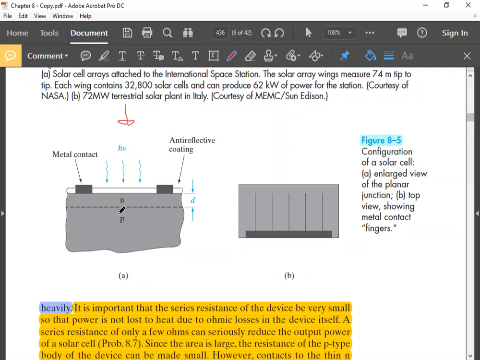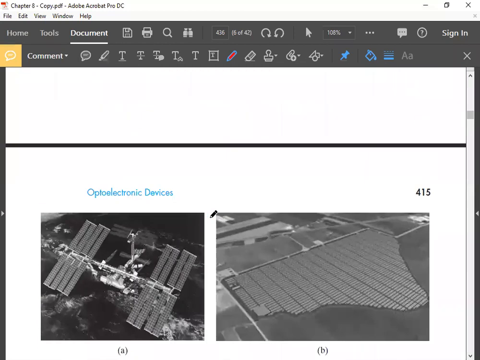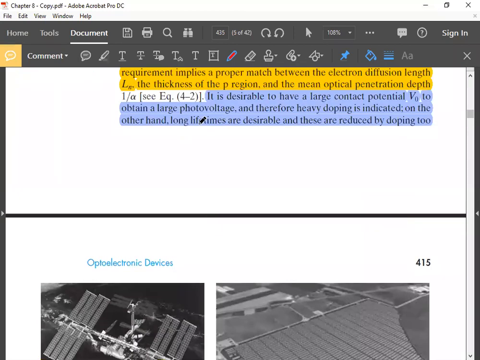They should not recombine when they are going to the depletion layer. They should reach the depletion layer. If the carriers recombine before they reach the depletion layer, then that carrier is useless. So that's why we want long lifetime. This implies that the doping should not be very high. So there is a contradictory requirement here.